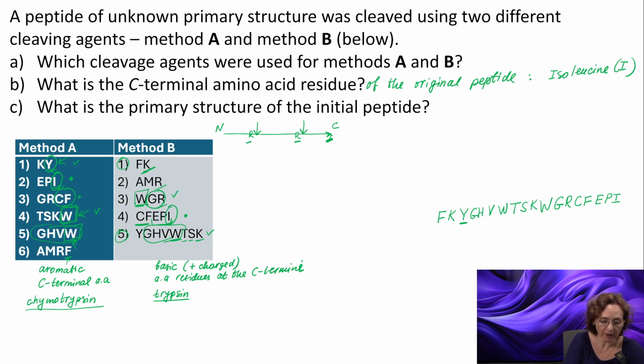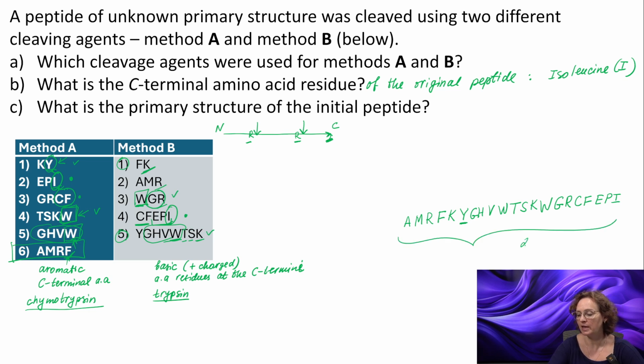And the only peptide that I didn't use from the set produced by method A would be exactly the one that has phenylalanine as our C-terminal amino acid residue. So that allows me to extend it further. And just to make sure that I included all amino acid residues, I can actually count them in the peptide. So I have 1, 2, 3, 4, 5, 6, 7, 8, 9, 10, 11, 12, 13, 14, 15, 16, 17, 18, 19, 20, 21. So I'm supposed to have 21 amino acids here.